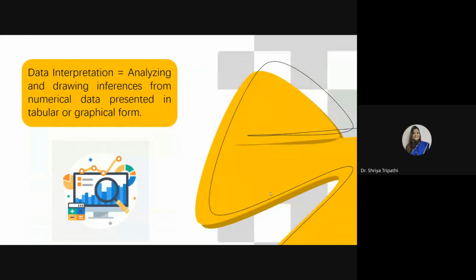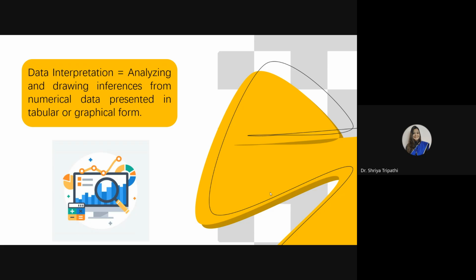Okay. Now, hereafter, when we say data interpretation, we are talking about analyzing and drawing inferences from the numerical data presented in tabular or graphical form. Now, see, for example, let's continue with the same example as I said. We have 500 flats in the society, 60% of the residents are women, 40% are male, for example. Now, in that, I can have a bifurcation on the basis of education qualification: graduate, master's, PhD, working, non-working.